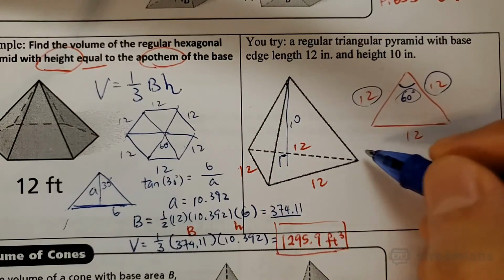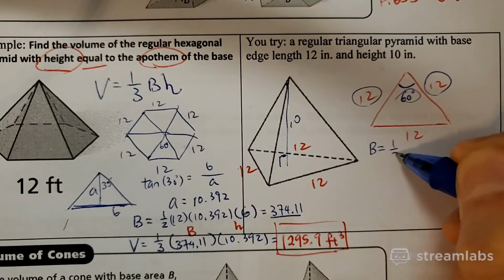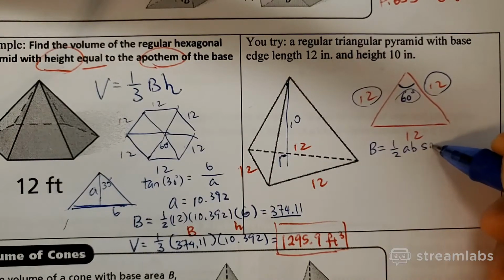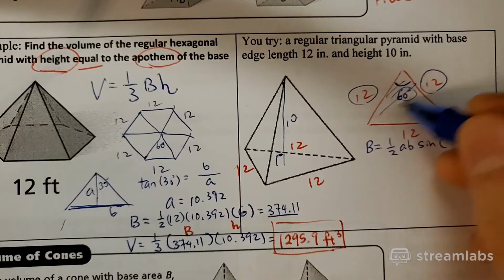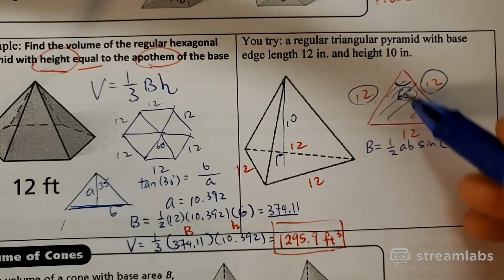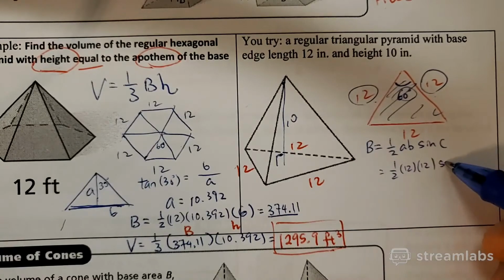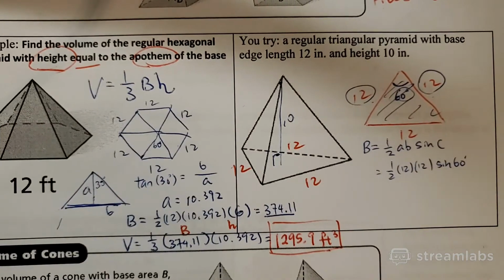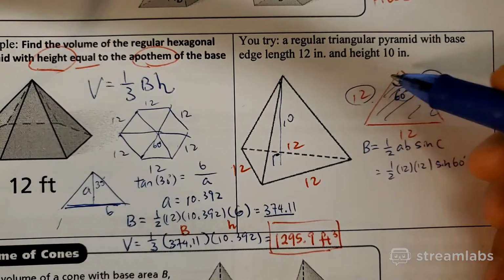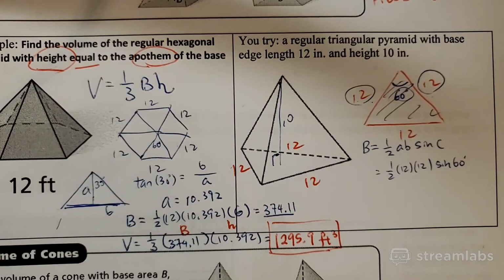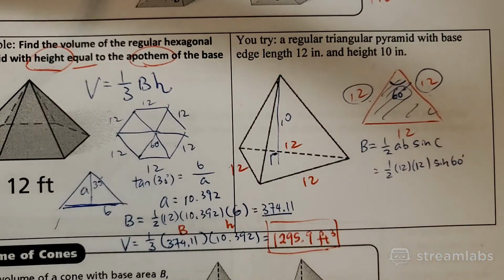I'm going to review: base area, the area of a triangle, is 1/2 AB sine C. So it's 1/2 times 12 times 12 times sine 60. This is SAS, a formula we learned in trig chapter 9. You use this when you have side, angle, side given.